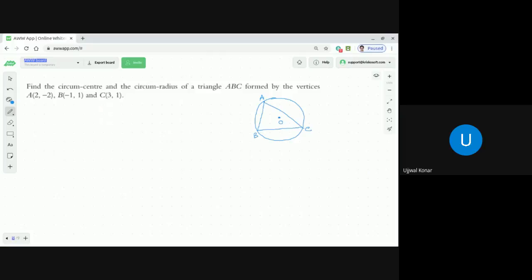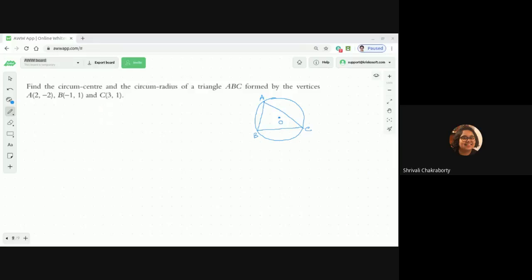Got it now? And what is the circumradius? The radius of this circle. So we need to find two things. We need to find the coordinates of the point O. And we need to find the value of OA or OB or OC. That is the circumradius, dear students. Correct or not? Yes, sir.